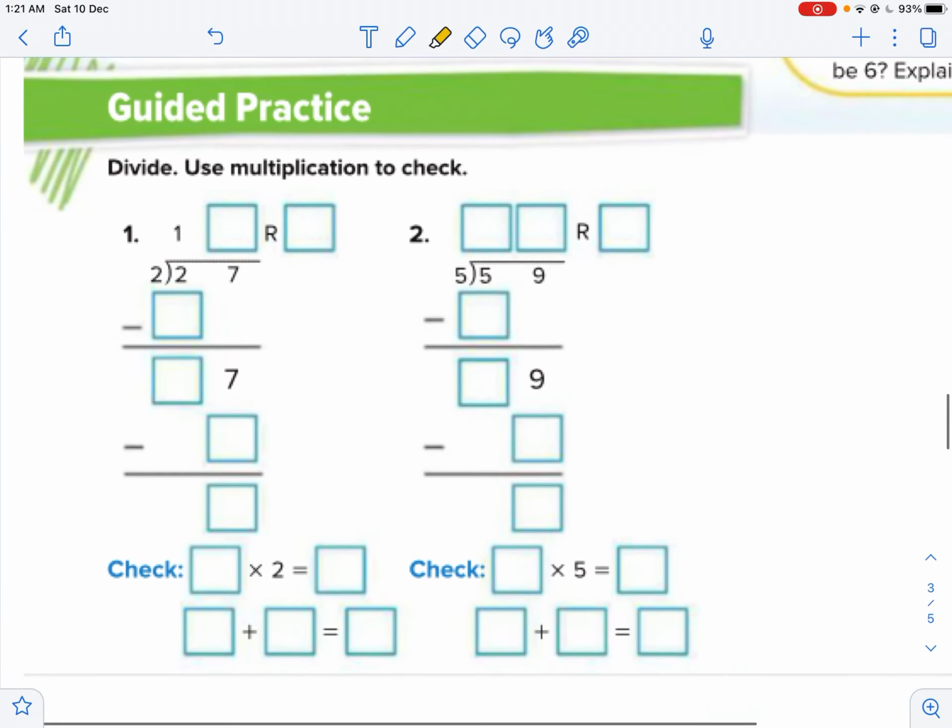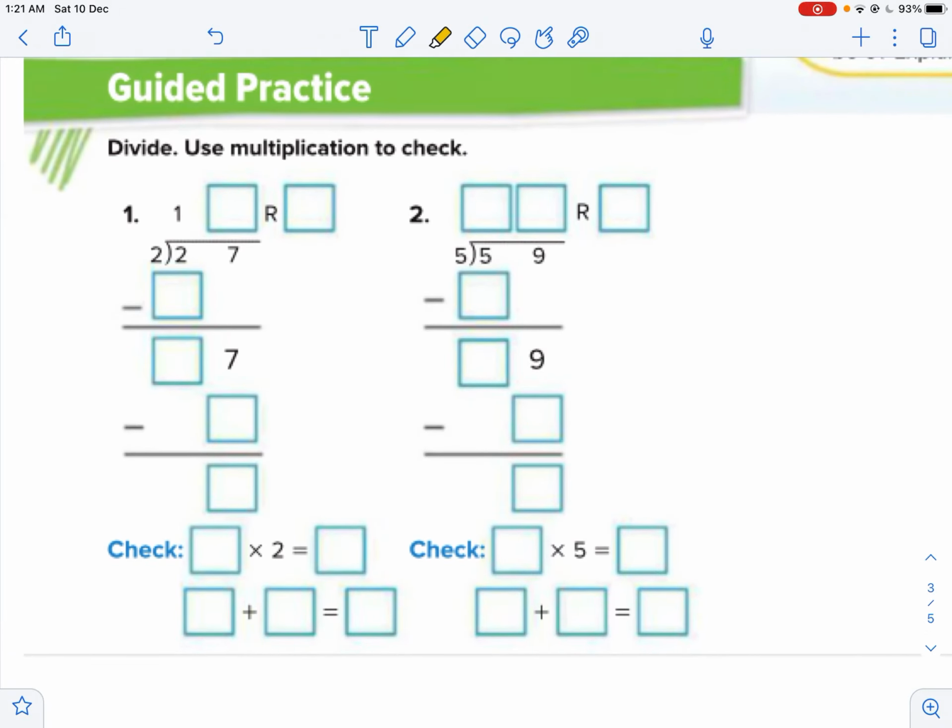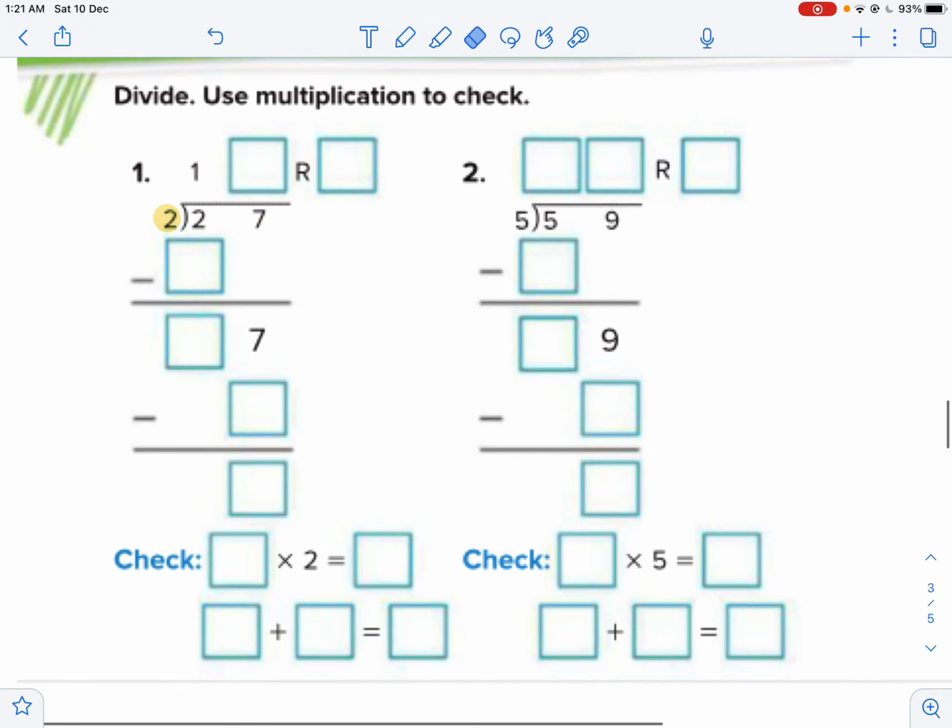Let's do guided practice now. Now we have 27 divided by 2. Now you will start, and just like we talked before, you will take the first number, which is just that 2. You will ask yourself, is this number bigger than or equal to this 2? Yes, it is equal to the 2. How will you get the 2? You will multiply. 1 times 2 is 2. So here you are. You got it. You will write it here.